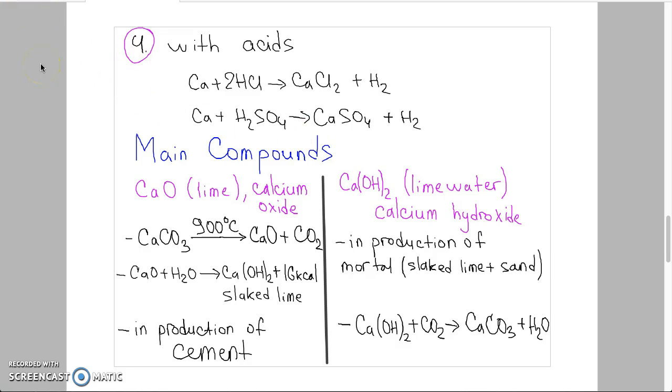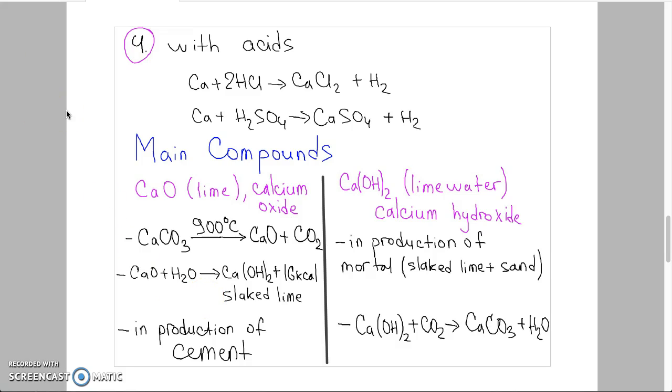Now let's describe the main compounds of calcium. Let's talk about calcium oxide, also known as lime. Calcium oxide is used in production of cement and is obtained by heating calcium carbonate at 900 degrees Celsius. When calcium oxide reacts with water, in products we have calcium hydroxide, also named slaked lime or lime water.